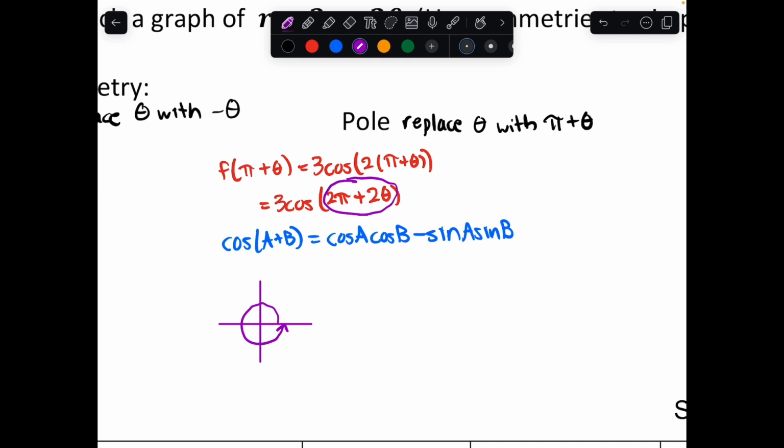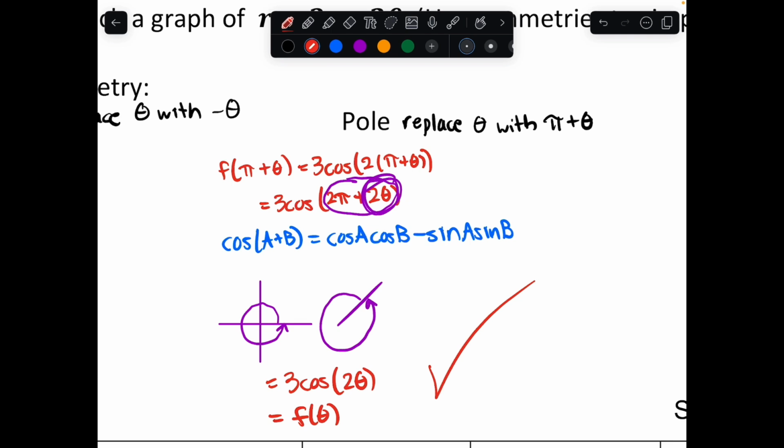An angle of 2 pi is starting at 0, going around a complete circle and ending up back there. So really, it's just saying that I'm going to take whatever angle I have, being 2 theta, and I'm going to go around a complete circle and end up at that same angle. So adding 2 pi to the angle doesn't actually do anything. So really, this is going to be equal to 3 cosine of 2 theta, which is our original function. So this is equal to f of theta. So since f of pi plus theta is equal to f of theta, we have symmetry about the pole. And again, if you go back up to the picture, that should hopefully make sense.